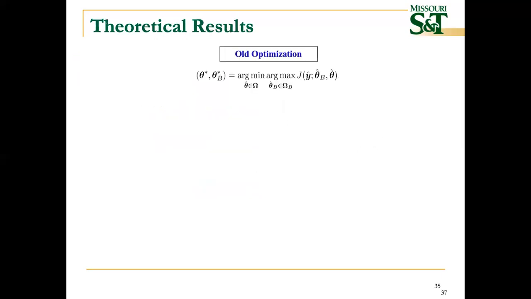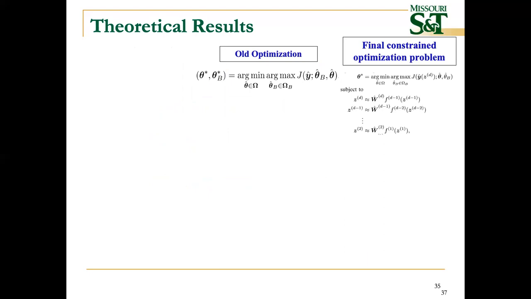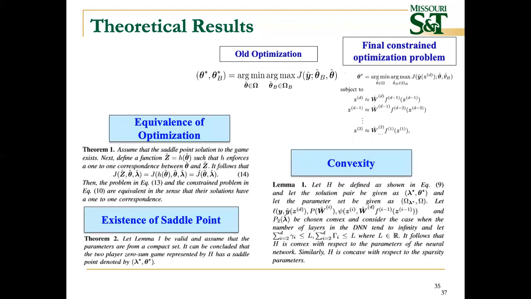So what we will do is formulate this as a two-player optimization problem where the cost function is maximized with respect to the penalty parameter and minimized with respect to the parameters of the neural network. When the Z constraints are introduced, this final constrained optimization problem is written as follows. Theoretically, we can show that this new optimization problem is equivalent to the old optimization problem. We can also show that the saddle point exists, and a main result of our paper is that each of these optimization problems independently is convex. This is easy to see because each of them only depends on the weight at that layer and Z at that layer, and provided the activation function is chosen properly, the problem is convex with respect to the parameters at that layer.